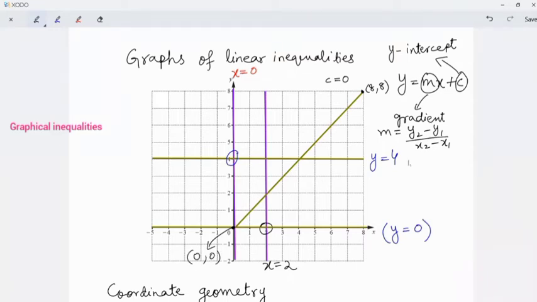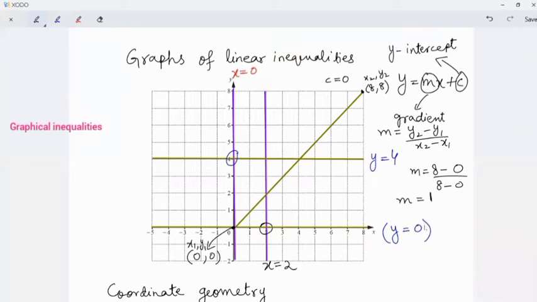So what is the gradient? We can take either point as the first point. Say this is the first point, (x1, y1), where x1 is 0 and y1 is also 0. The other point is (x2, y2), where y2 is 8 and y1 is 0, divided by x2, which is 8, and x1, which is also 0. So what is the value of the gradient? 8 divided by 8 is 1.